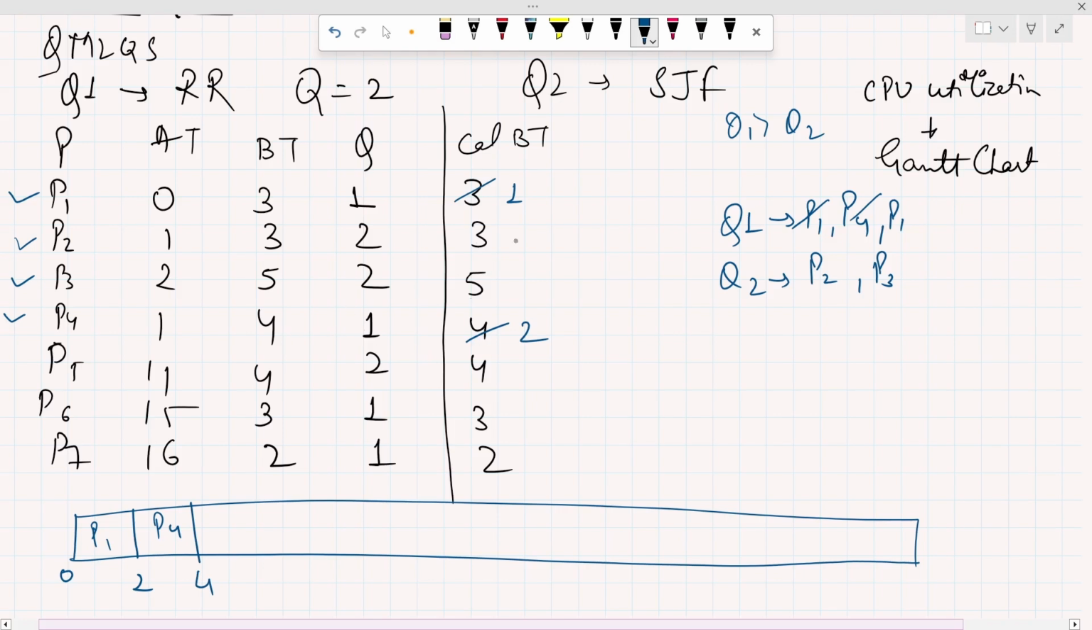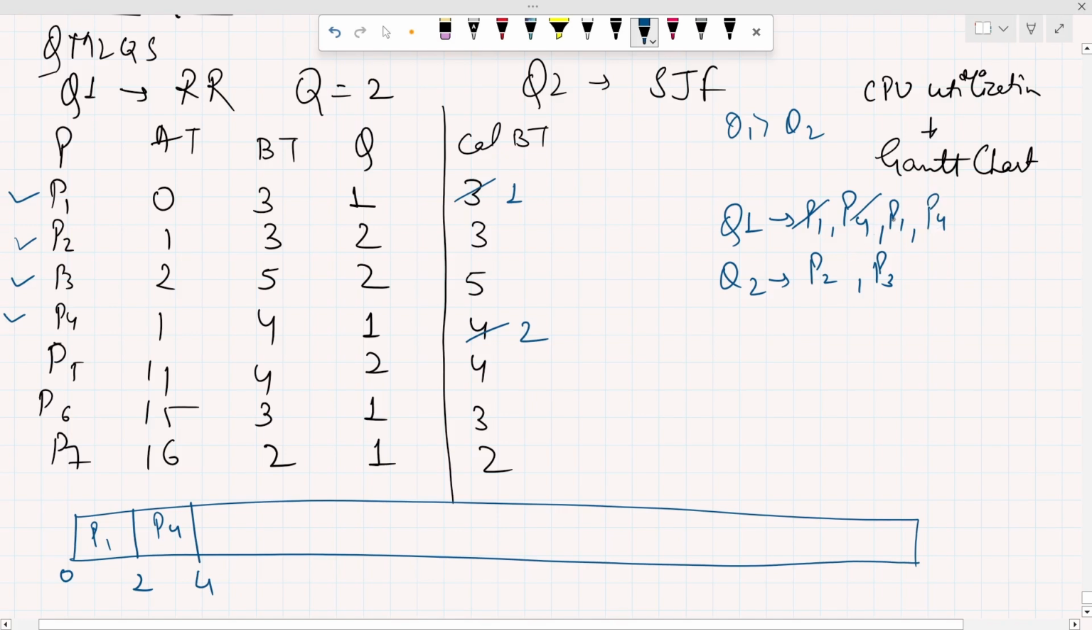Then we have to add this process again because burst time is left. We are going to add this process again, but first of all, we have to check whether at arrival time 4 there is a new process available or not. Here you can see that there is no new process available at arrival time 4. It means we can add P4.